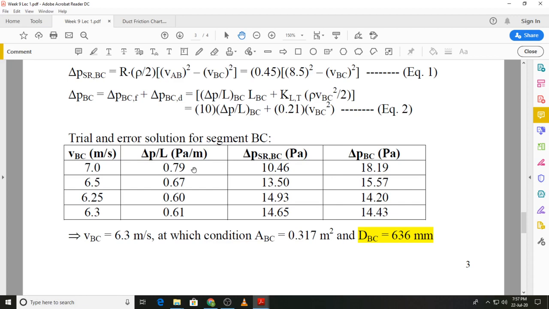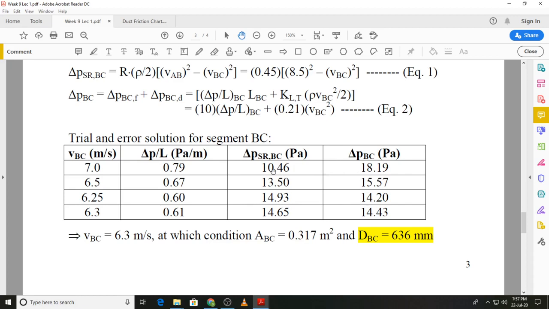Now, because we now know the value of delta P by L and we have a guess value of the velocity, we will substitute those two values in equations 1 and 2. If our guess was good enough, then both the equations would give us almost the same values. But you can see that the static regain value from equation 1 is 10.46, whereas the value of the pressure drop in that segment comes out to be 18.19 pascals. So there is a considerable difference between the two, and we want to reduce this difference by making another guess about the velocity.